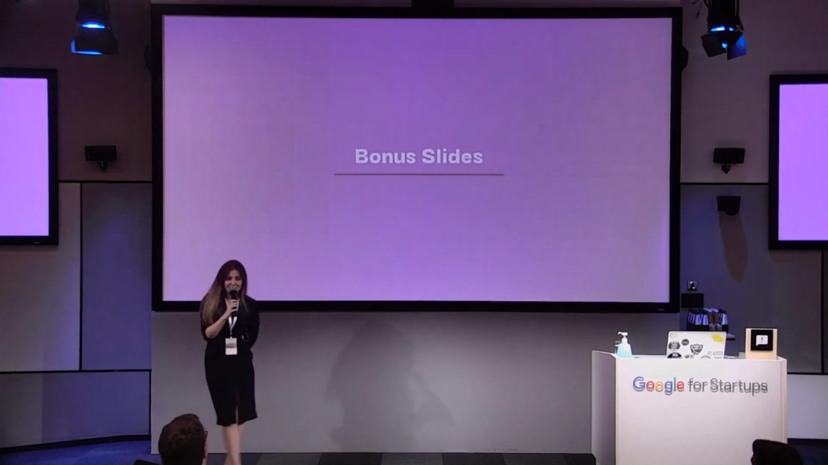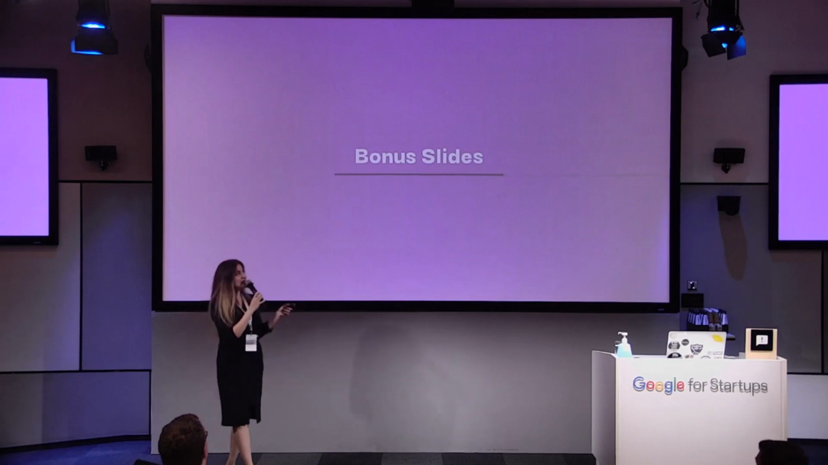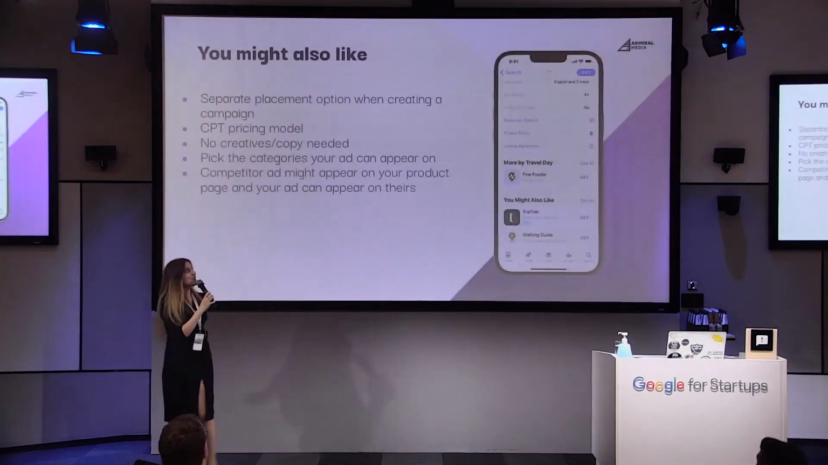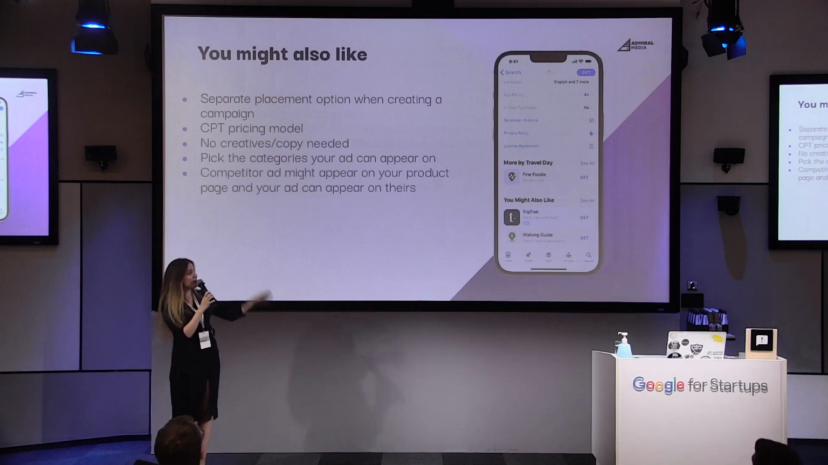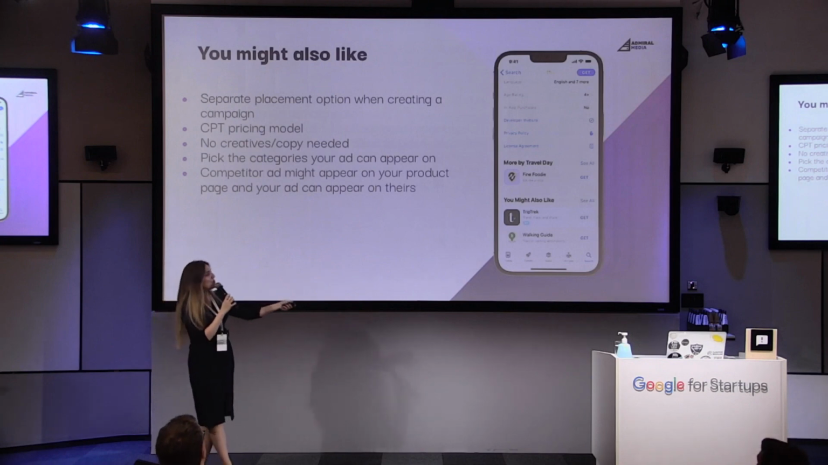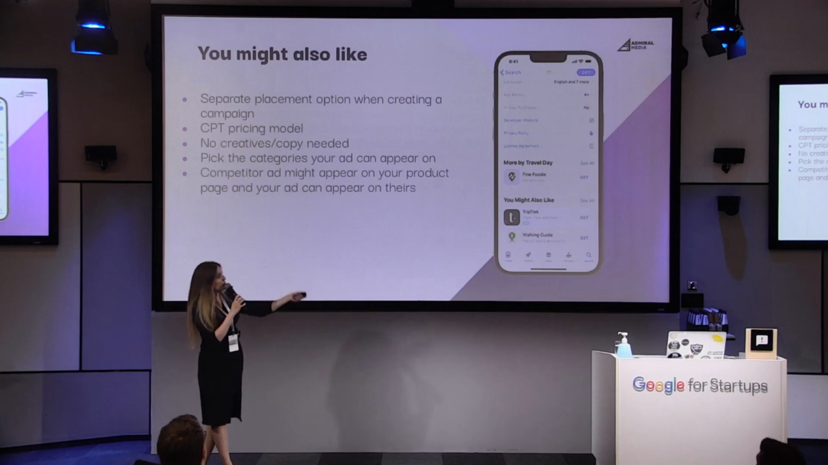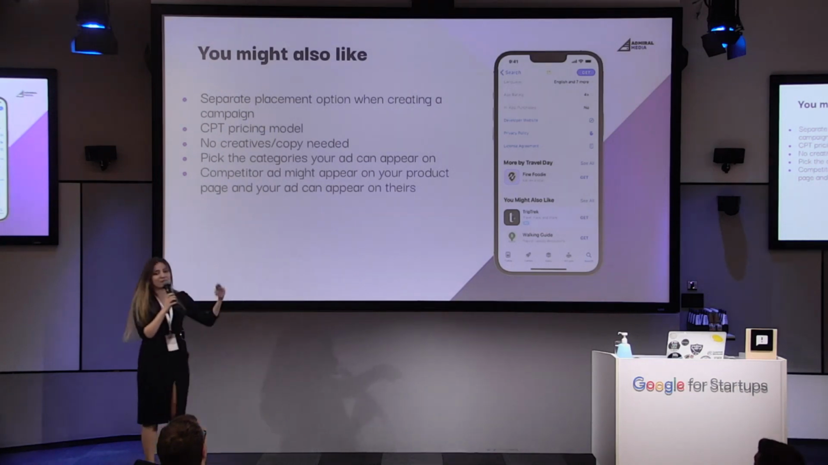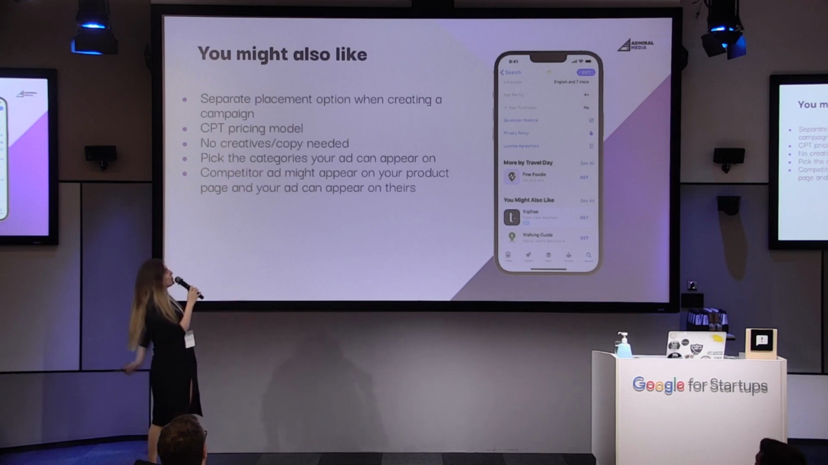And now I have a few bonus slides for the new placements that Apple recently announced. The first one, not so interesting in my opinion. You might also like section. It's going to appear in the end of your product page. And it's going to be a separate placement option when creating a campaign using the CPT pricing model. It's super easy to set up.